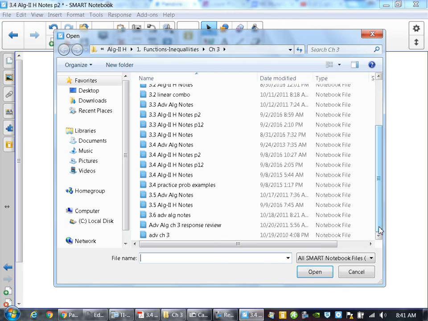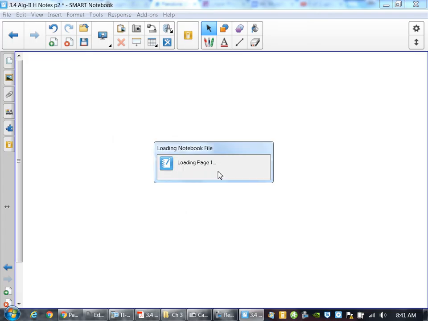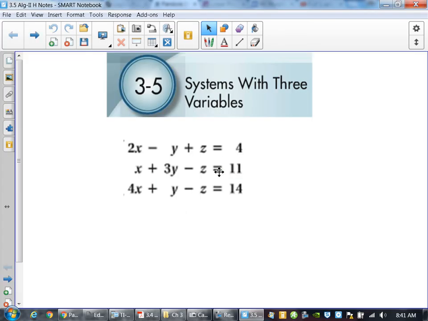I want to look at systems with 3 variables. It is the exact same thing as systems with 2 variables, only 3. That's all it is. And to be quite honest with you, it is relatively simple to work with. The mistakes that people make is when they write down the problems, they miss a negative sign, or when adding things together, they think that 2 plus 3 is 6.